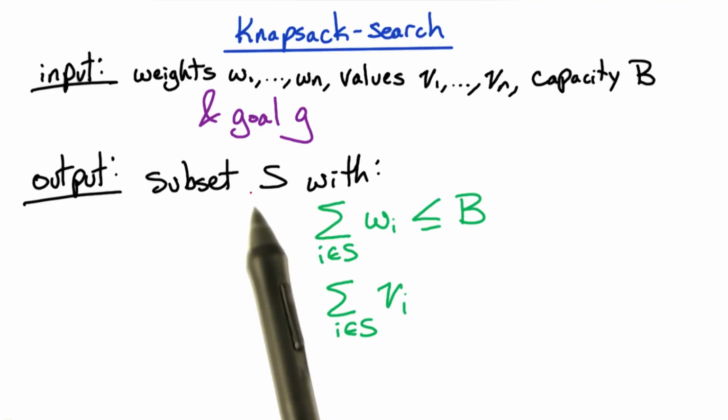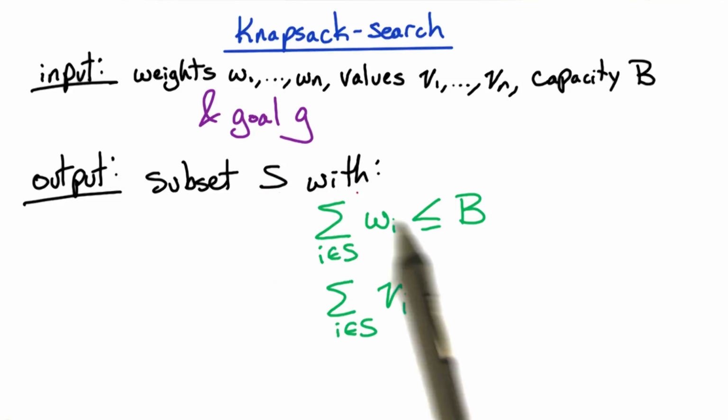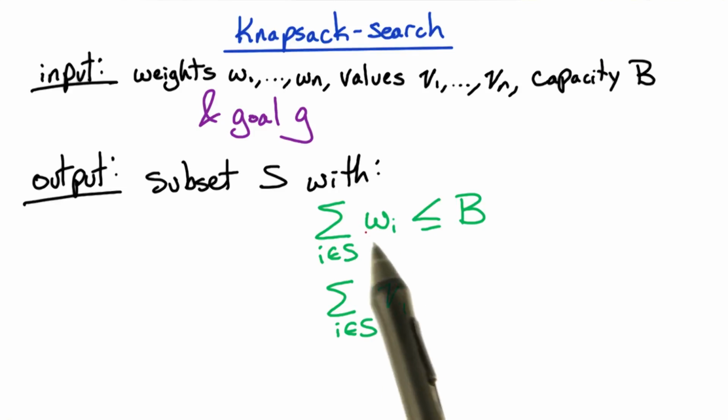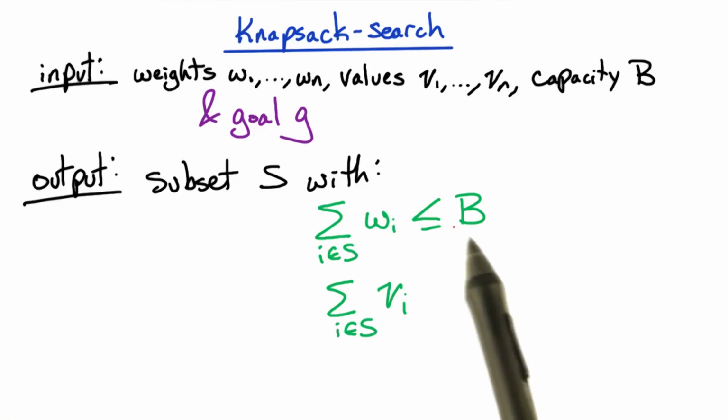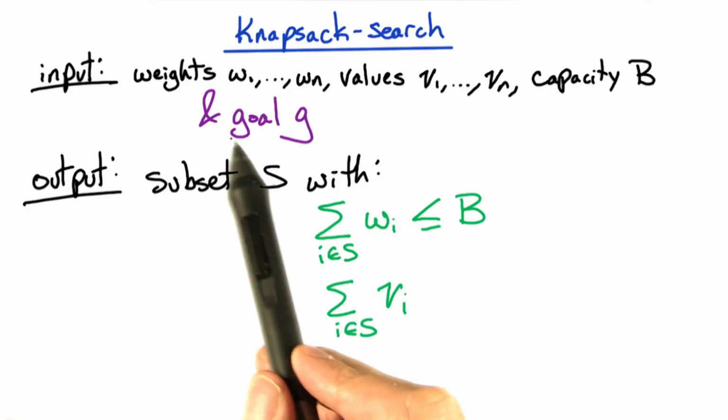Now our output is a subset S, just as before, where the total weight of this subset is at most capital B. So if I sum over the objects in the subset of their individual weights, that's at most capital B. That's just as before. And we look at the total value of this subset. Previously, we were trying to maximize this total value. But now we're going to just check whether this total value meets our goal.